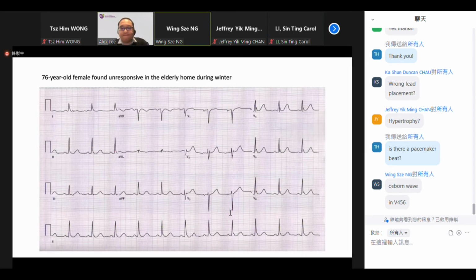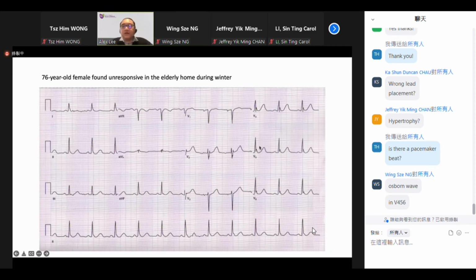Yes. So the thing is the Osborne wave in V4, 5, 6 that you just mentioned, a feature of hypothermia. Okay, sorry, my connection wasn't very good. Can you repeat again? The Osborne wave in V4, 5, 6 is a feature of hypothermia that you just mentioned.